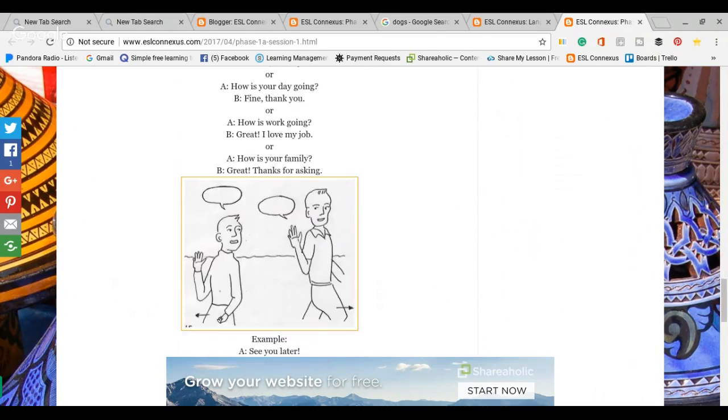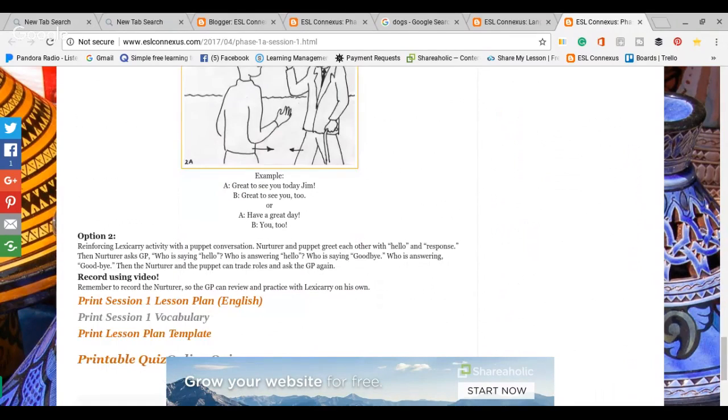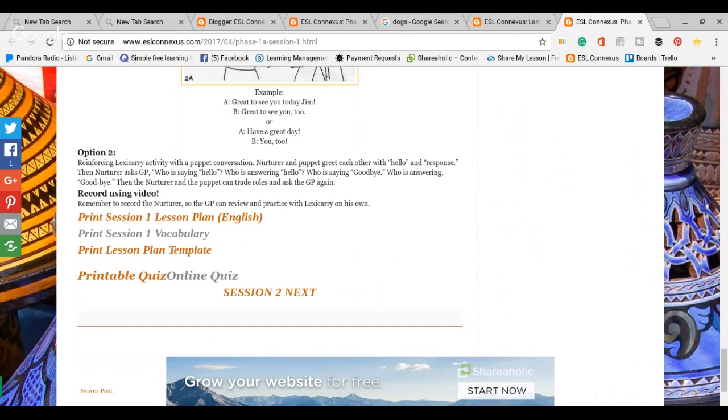And then be sure, after you've done that, to make a little recording. Record, record, record. So you're getting the idea. The recordings allow the nurturer, the GP, to go back and review the vocabulary before each session. So it's kind of a running log of the new words, and it will really help them grow quickly.